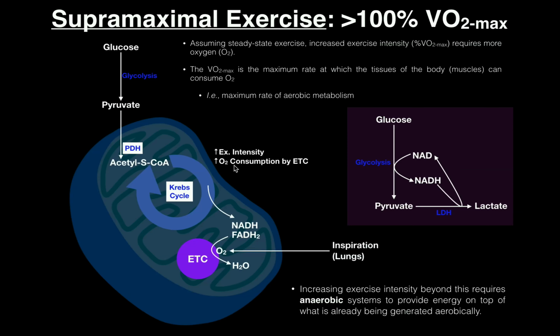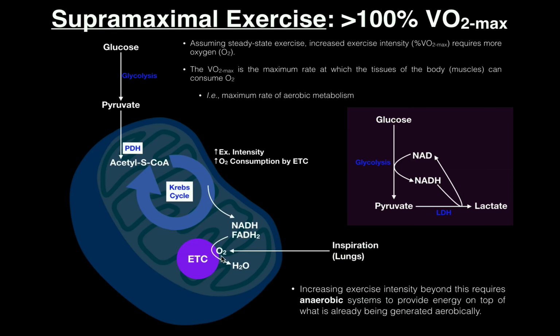And there's going to come a point at which you hit the VO2 max, meaning you hit the maximum rate that these cells, or really the mitochondria here, can consume the oxygen. And that's defined as VO2 max, or really 100% of VO2 max. And we're assuming that we're undergoing steady state exercise, and steady state implies that the exercise is done where the rate of ATP production balances the rate of ATP consumption.